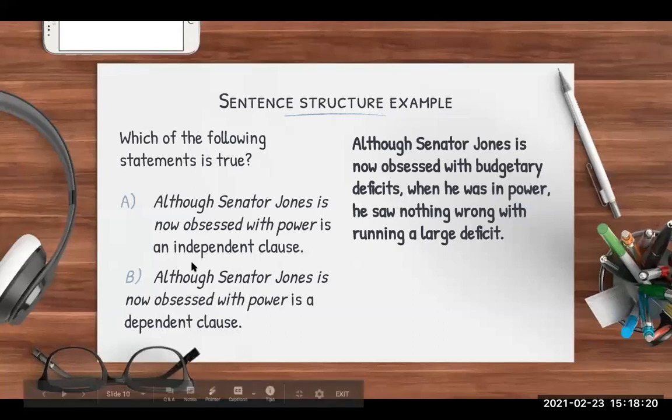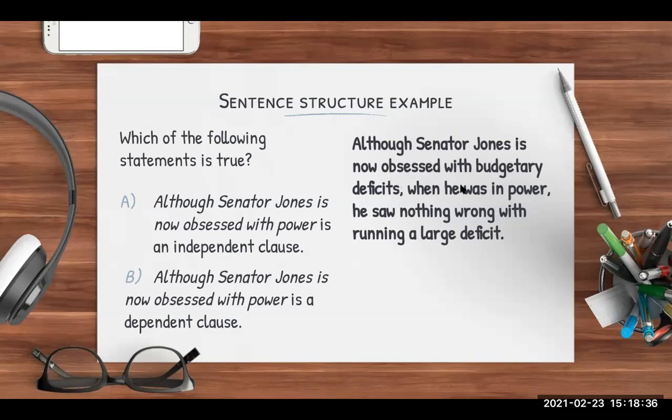The way we can identify whether it's an independent clause or a dependent clause is whether the piece of the sentence can stand on its own. So if you just say, "Although Senator Jones is now obsessed with power" by itself, or "is now obsessed with budgetary deficits" by itself, it doesn't really make a whole lot of sense. We have this hanging "although," but it doesn't seem to compare to anything. So that indicates to us that that is a dependent clause. Whereas the other part of the sentence, "when he was in power, he saw nothing wrong with running a large deficit," does stand on its own and does make sense by itself, in which case it is an independent clause.